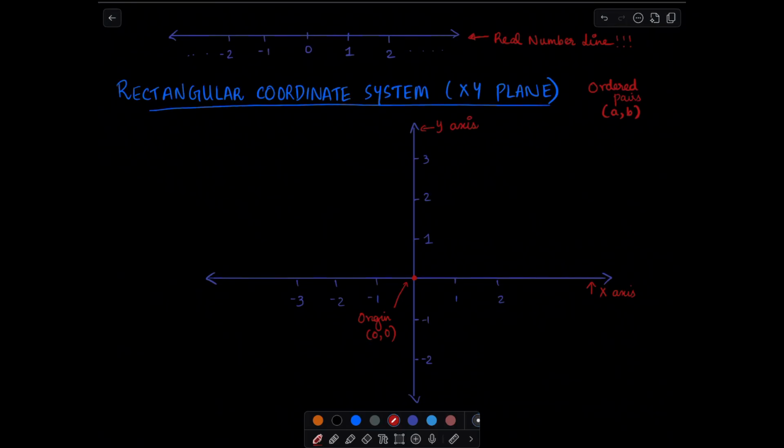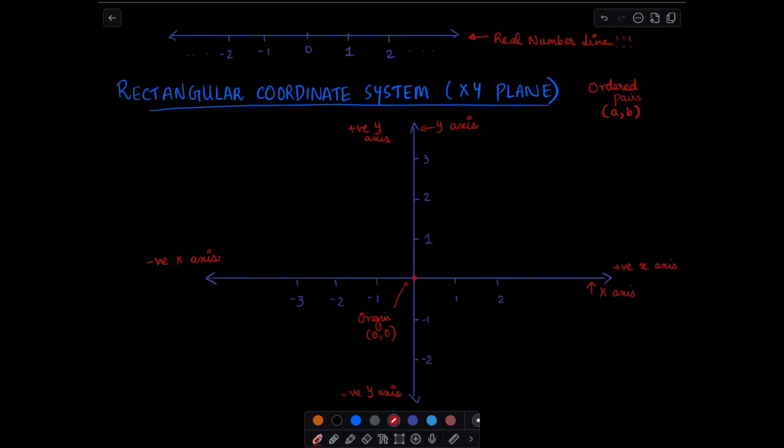The segment of the x-axis to the right of the origin is called the positive x-axis. The segment to the left of the origin is called the negative x-axis. The segment of the y-axis above the origin is called the positive y-axis. And the segment of the y-axis below the origin is called the negative y-axis. We now have a full rectangular coordinate system.